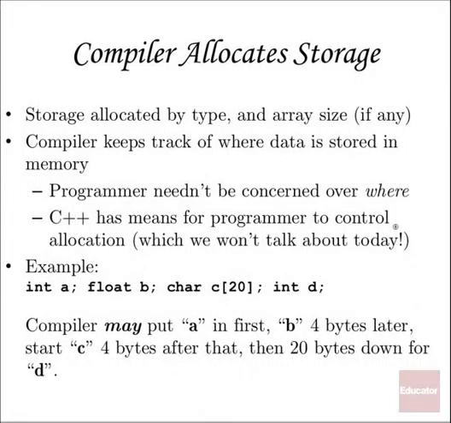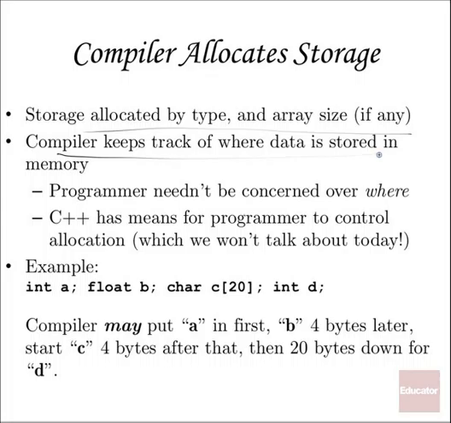Now, the compiler allocates storage for you. You don't have to worry about where you are going to store this number. You just say, I have a number, and it is equal to this. The compiler says, okay, fine, I'll find a place in memory and I'll put it there. So the storage is allocated by the type and the array size if there's an array. So int will take 4 bytes, and I will put the 4 bytes here. If you have an array of 10 integers, that's 40 bytes. The compiler says, I need to find a block of 40 bytes, and I will put your array of integers there. The compiler keeps track of all that for you.